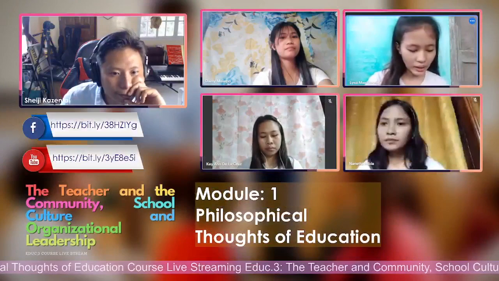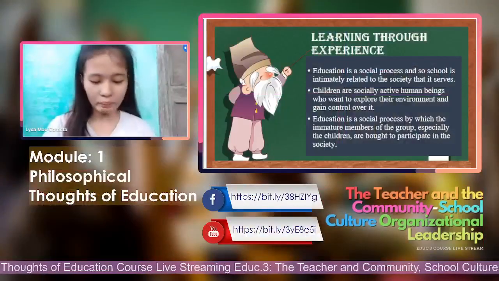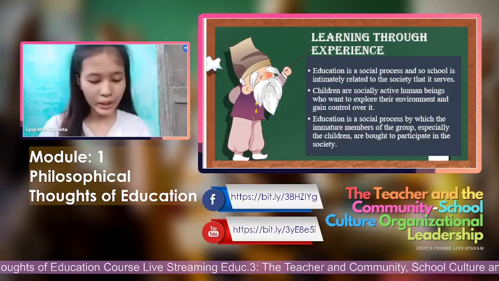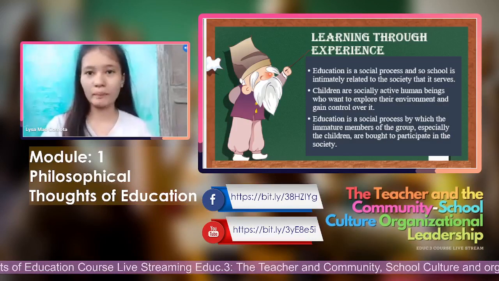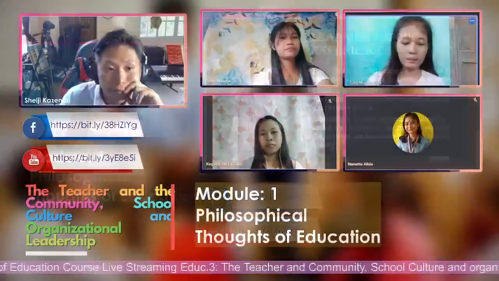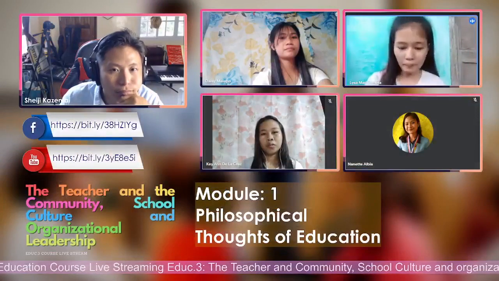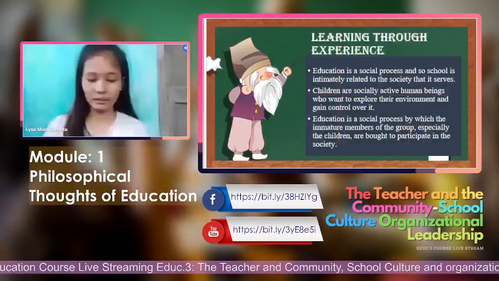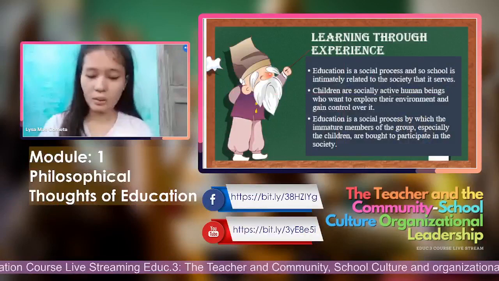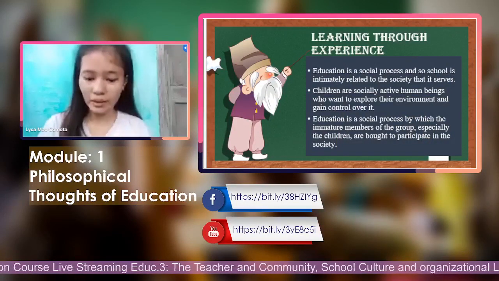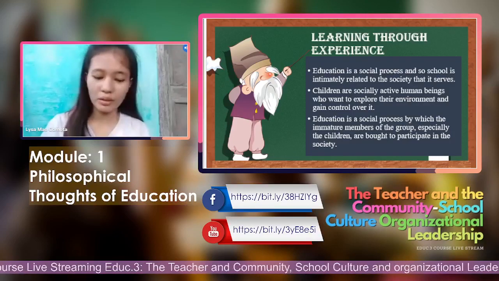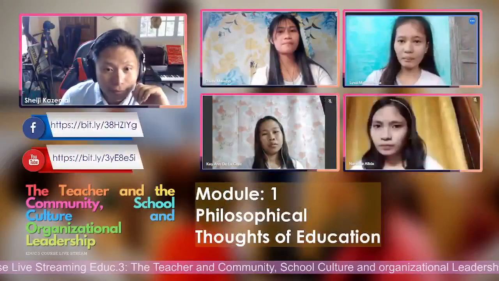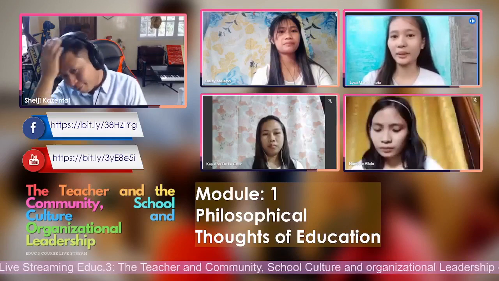So, children are usually active human beings who want to explore their environment and control over it. So, dito naman, lahat naman tayo dumaan sa pagkabata and we all know how active children are. Gusto nilang mag-explore sa kanilang environment kung kaya't minsan, they do not know if they do wrong or right. But at least from that, they learned.